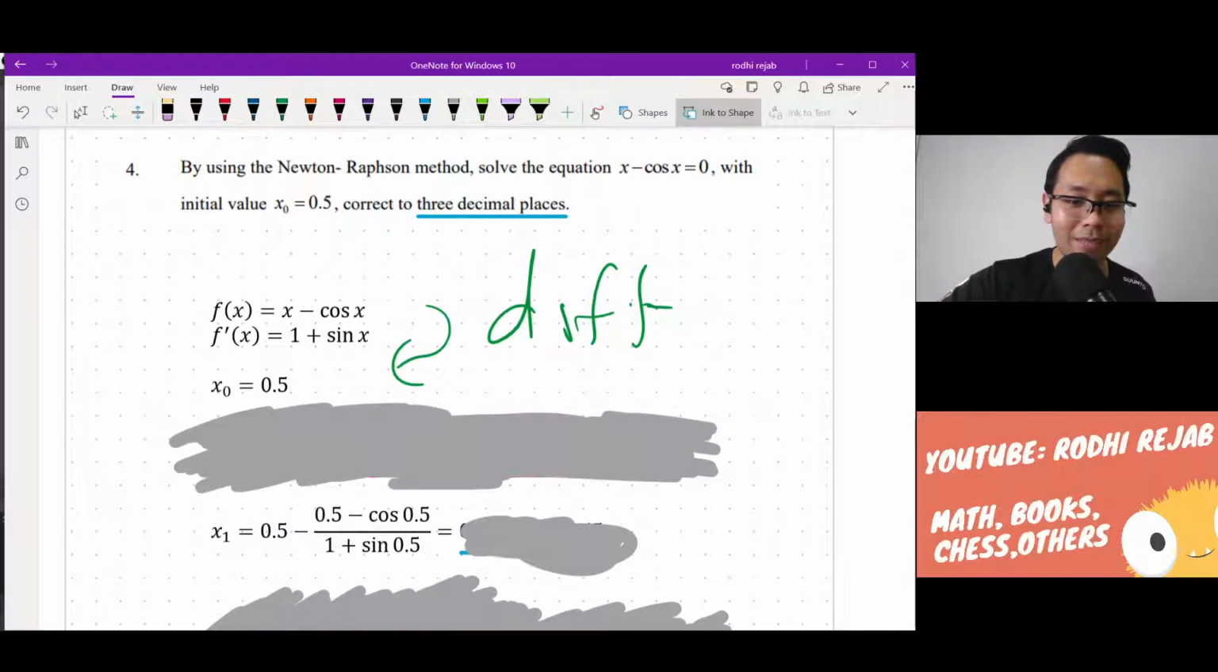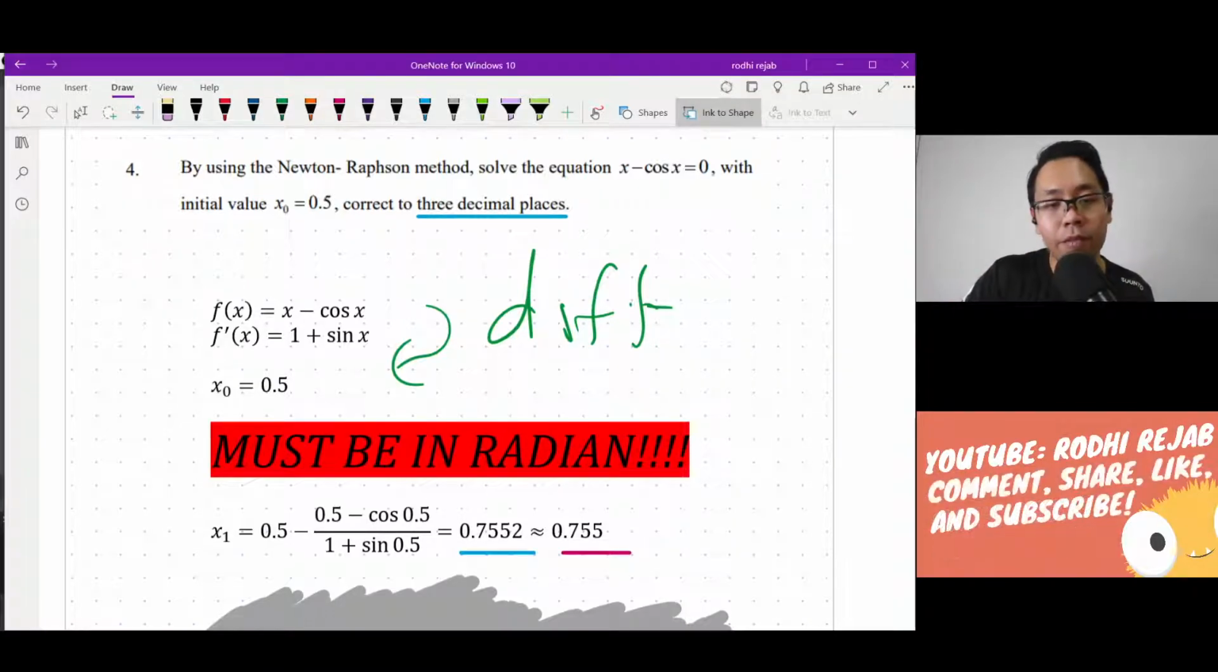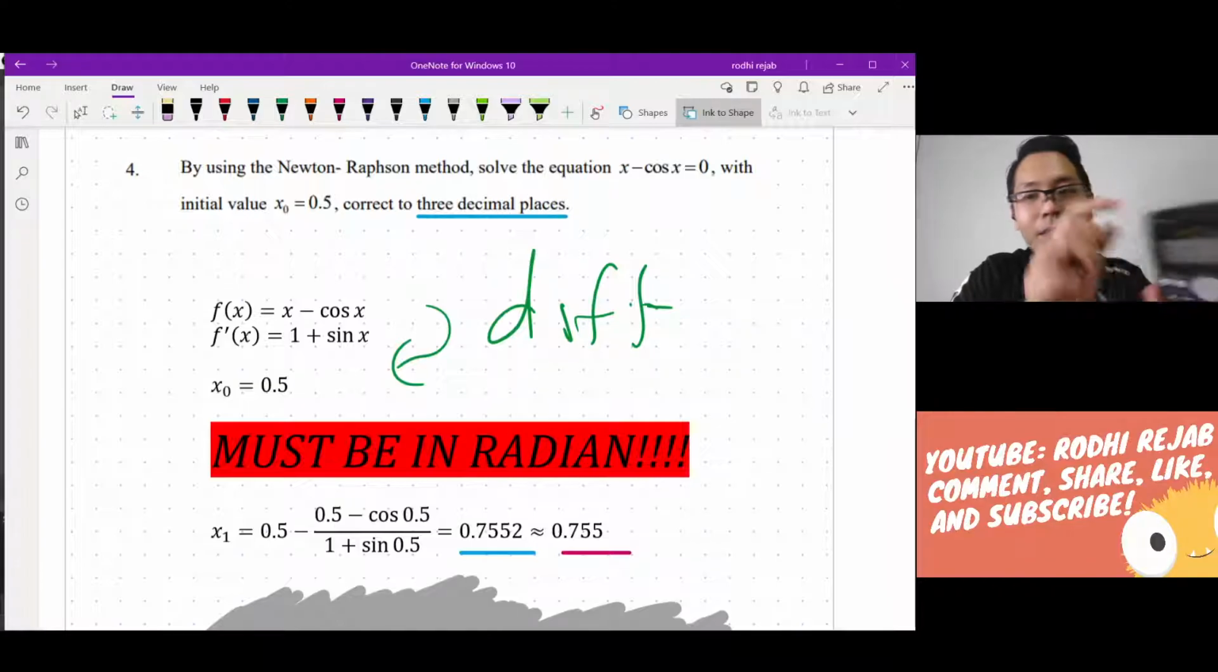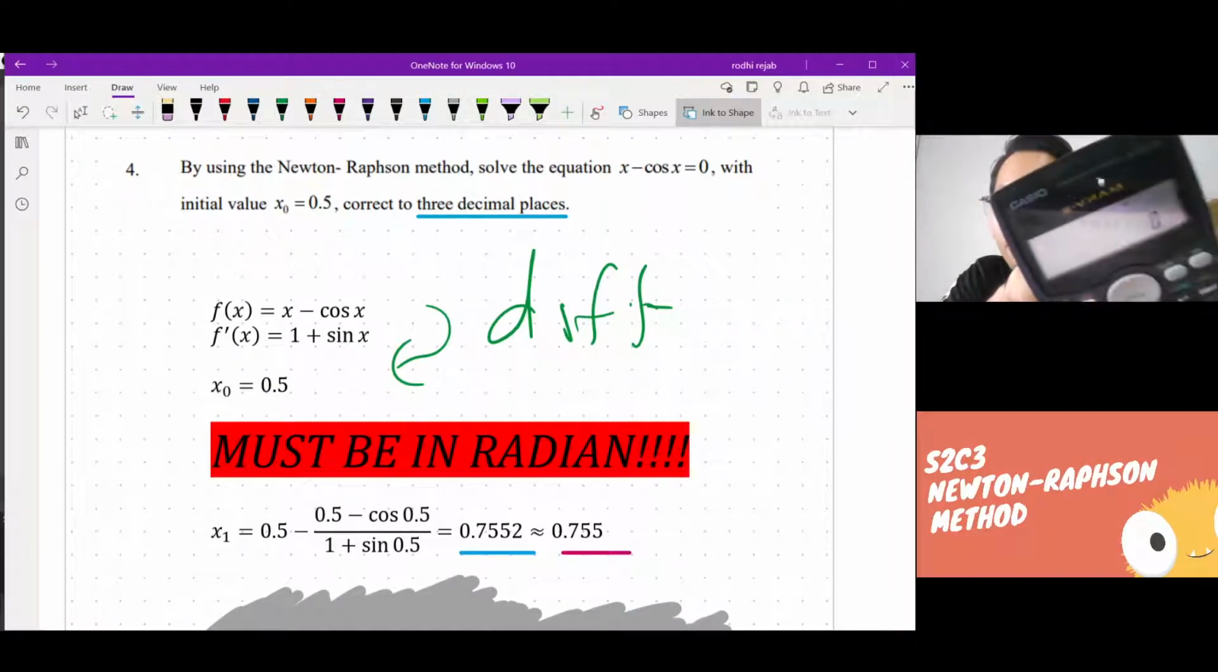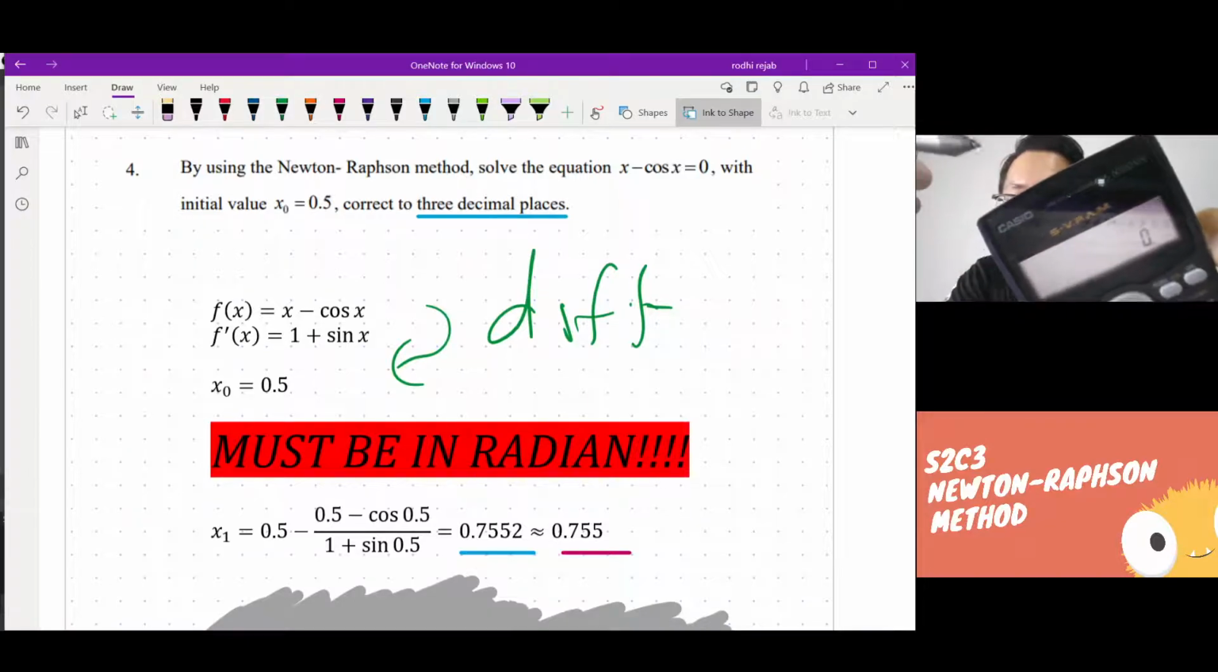Unpause if you have done it, or you're cheating around. You should get yourself into here. You might have a different answer from me, because you must calculate this in radian, not in degree. So if your calculator is still in degree mode, it needs to be radian. I'm sure you can see it. It needs to be radian over there.